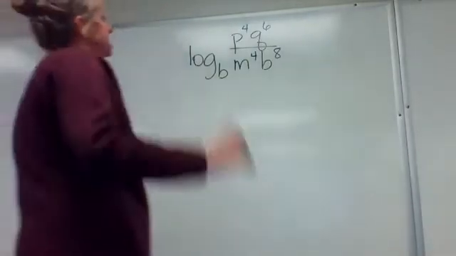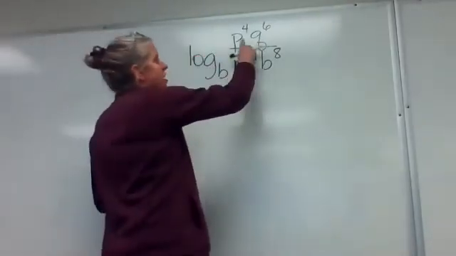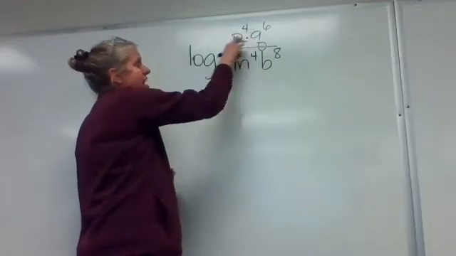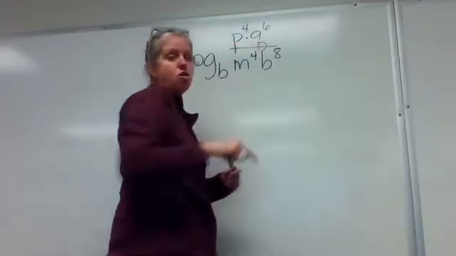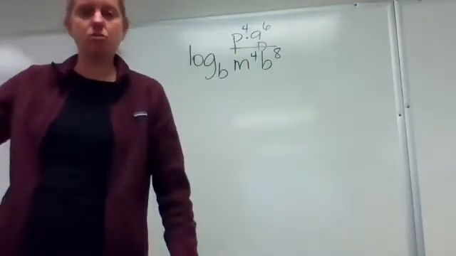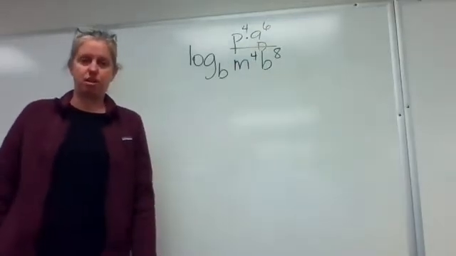So it says to write it as sums and differences. Remember, anything that's in the numerator, that's going to be times, right? So those are going to be your sum. You're adding. Everything below that division bar is the quotient rule. So these are both going to be minus in front of those.